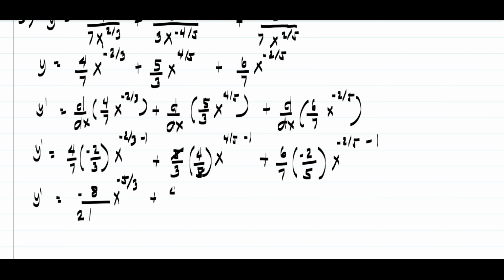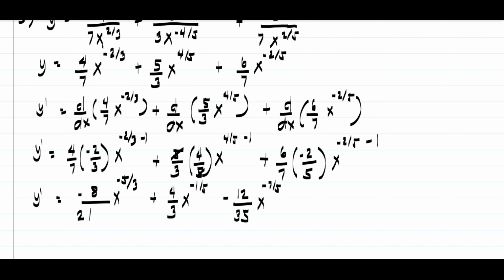This will give us 4 over 3. X raised to 4 over 5 minus 1, that is negative 1 over 5, or 4 minus 5 is negative 1. Copy the denominator 5. And then we have 6 times negative 2 is negative 12 over 7 times 5 is 35. And then x raised to negative 2 over 5 minus 1, that is negative 7 over 5, or negative 2 minus 5 is negative 7 over 5.